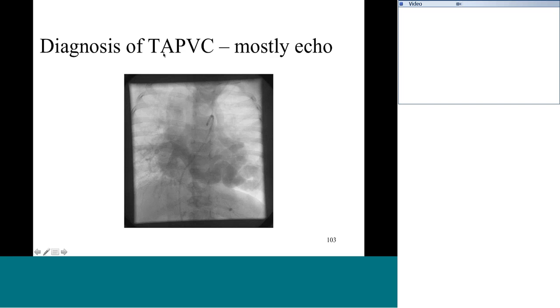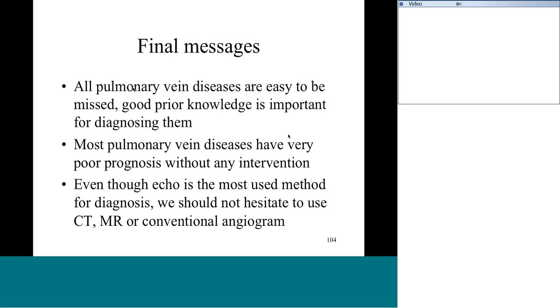So we need to understand that even though diagnosis of TAPVC is largely by echocardiogram, we should be accepting that echo has got certain limitations. All pulmonary vein diseases are easy to be missed. So a good prior knowledge about all the various forms of pulmonary venous disease is important for diagnosing them. Most pulmonary vein disease have very poor prognosis without any intervention. Even though echo is the most used method for diagnosis, we should not hesitate to use CT, MR or conventional angiography whenever we are in doubt. Thank you.